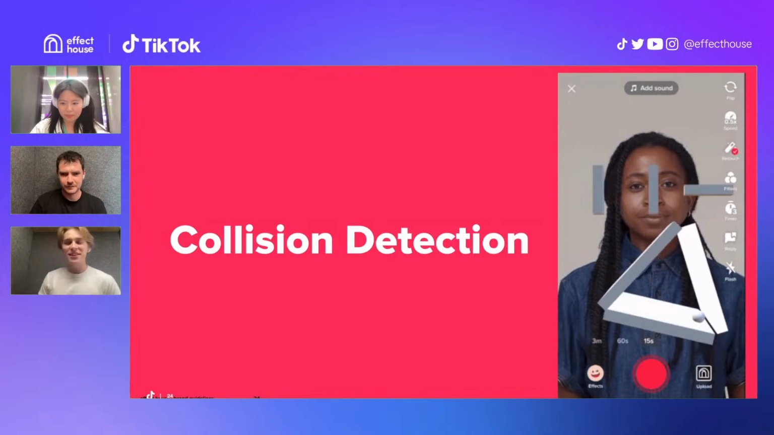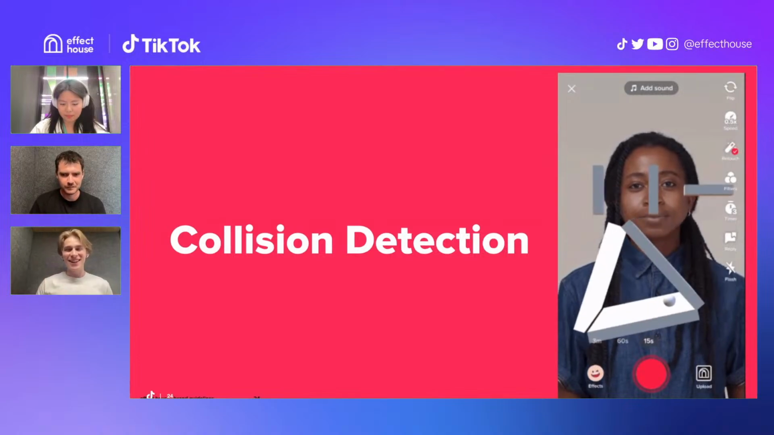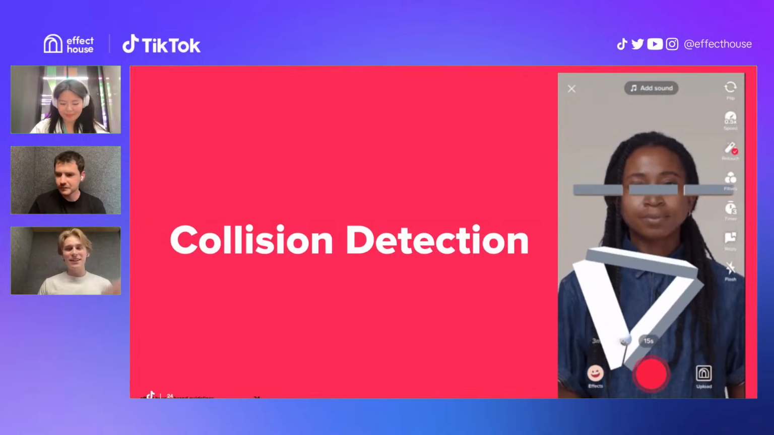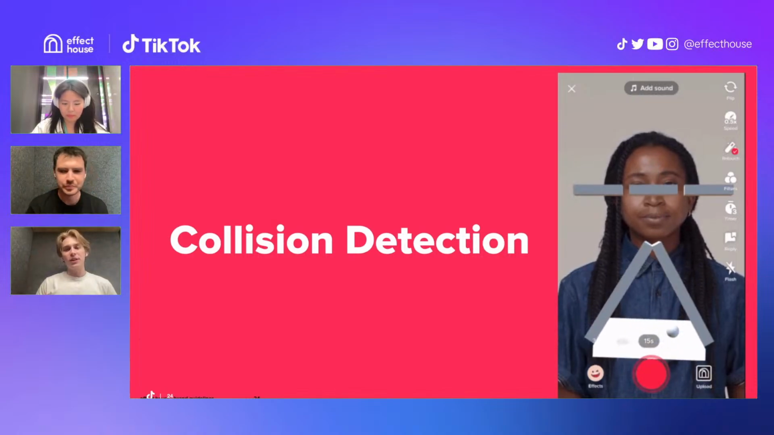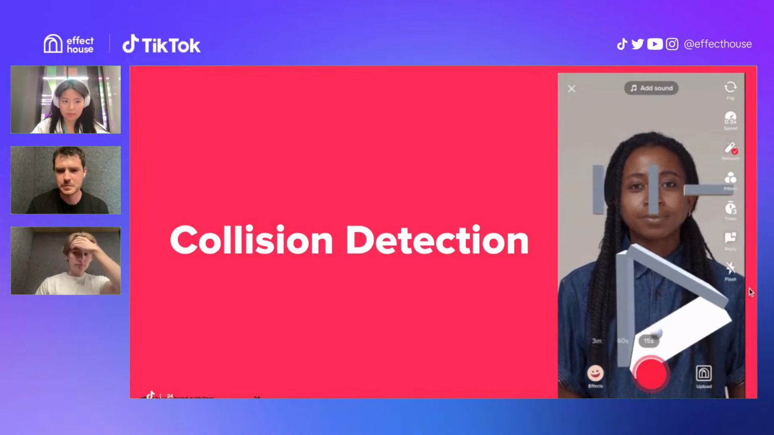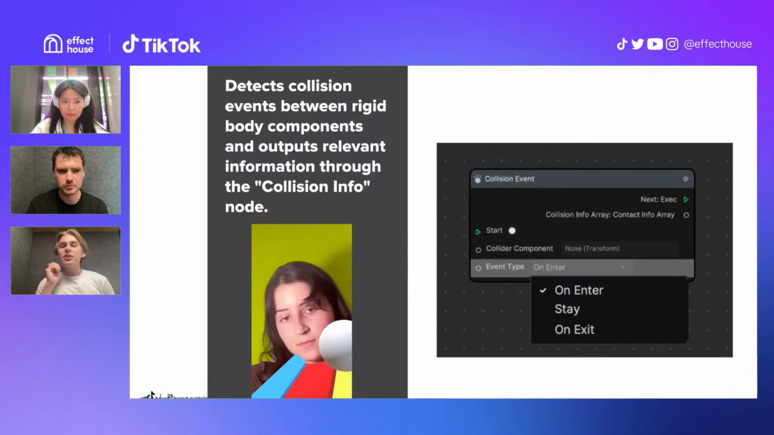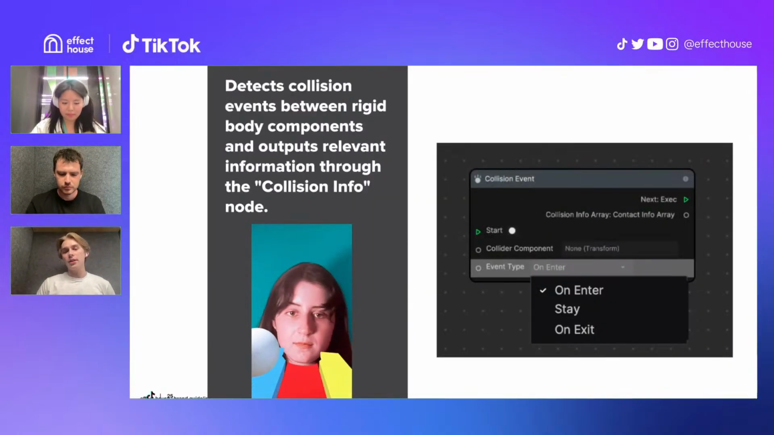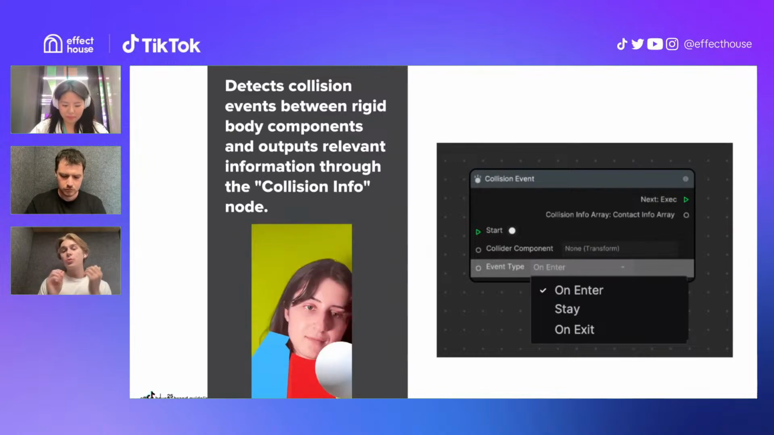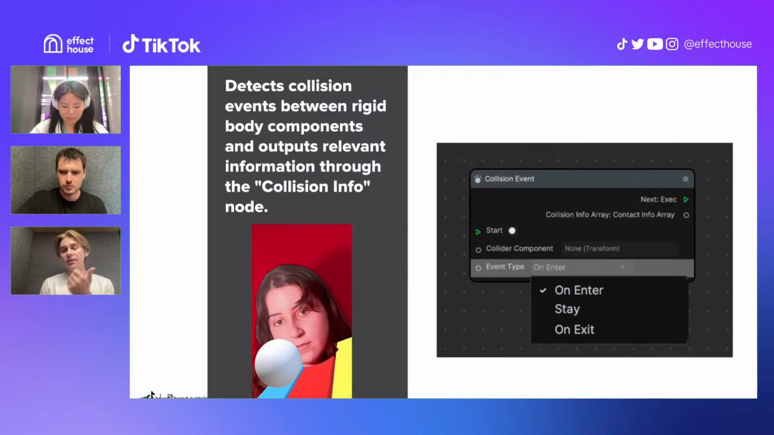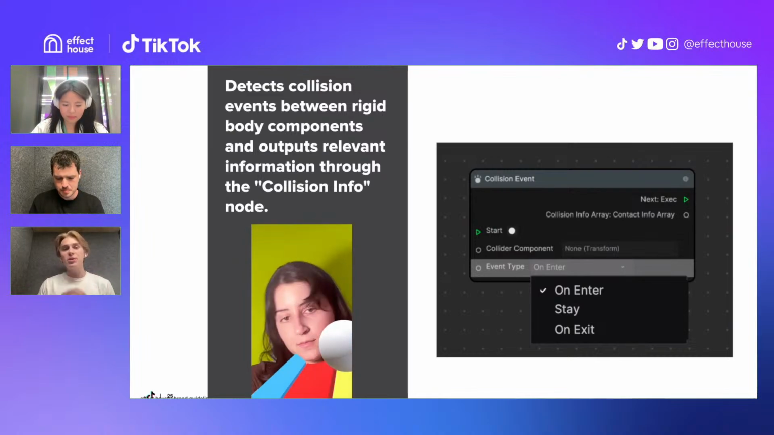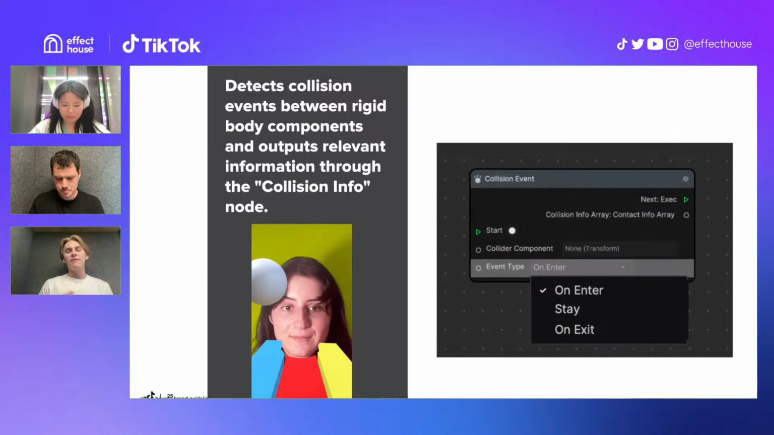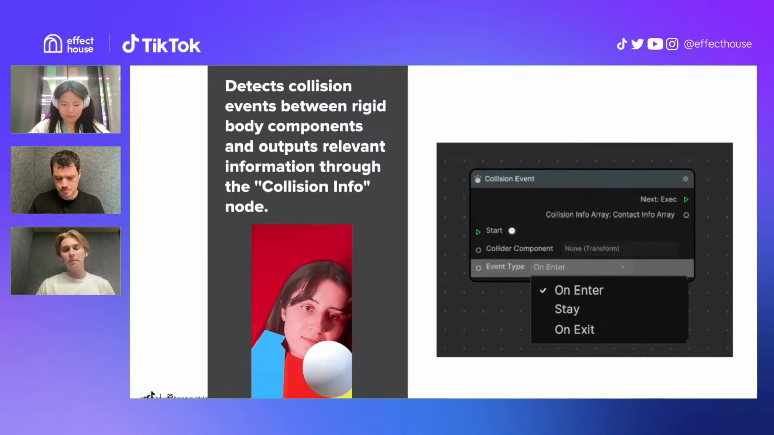Next, collision detection. I think this is going to be the most exciting section for physics because it makes collision detection really, really easy for 3D physics objects. So we have a new collision event node. This event node has three types: on enter, stay, and on exit. It will detect the collision events between rigid body components and output relevant information through the collision info node.